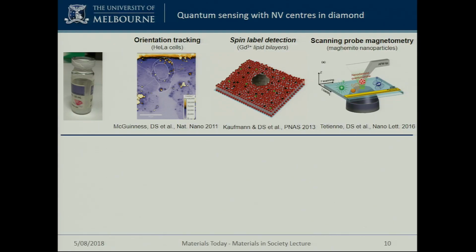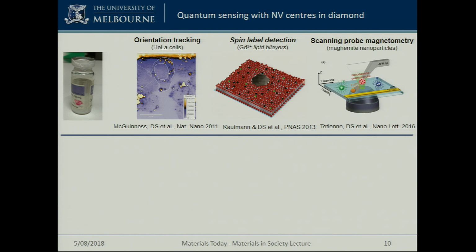And our group has been active in developing applications based on nanodiamonds. So we started off in 2011 getting nanodiamonds into HeLa cells, identifying nanodiamonds with single NV centers, and then using this ODMR to tell us something about the rotation of the particles in these HeLa cells. We then moved on to sensing in artificial cell membranes. So we label these membranes with spin labels, such as gadolinium, for example, and we have sensitivity down to a single spin label. And we're developing imaging platforms for these nanodiamonds.